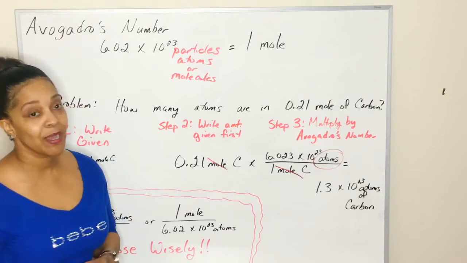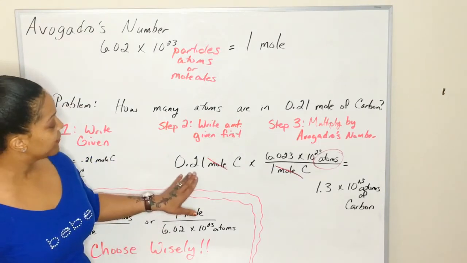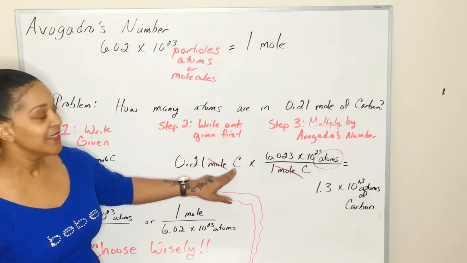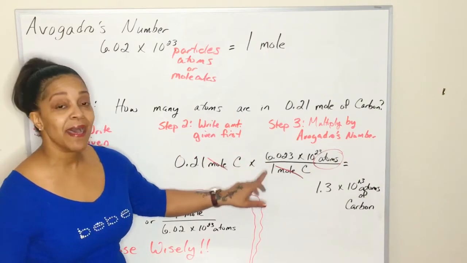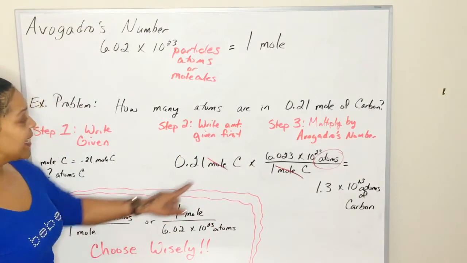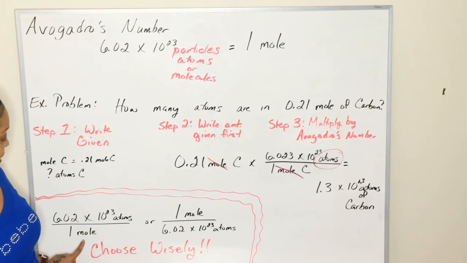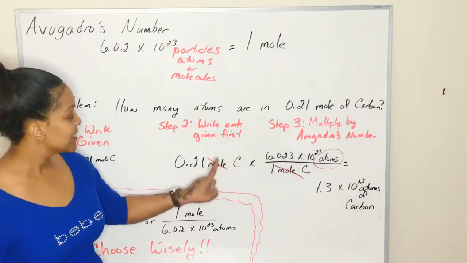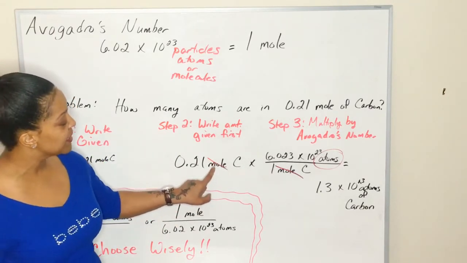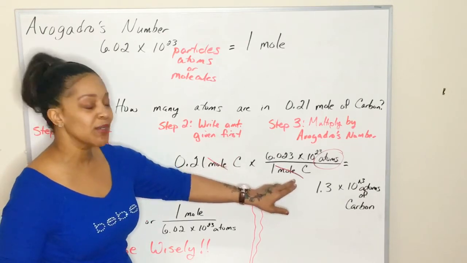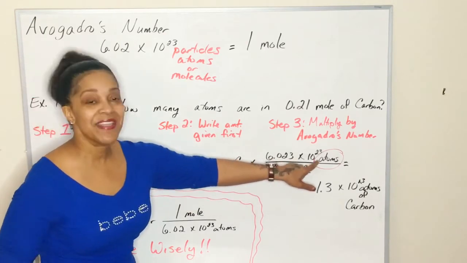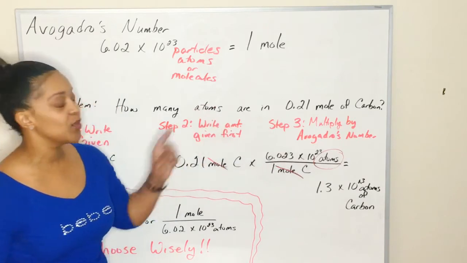So when solving the problem for step 2, we write our given, 0.21 moles of carbon. Step 3, we simply multiply it by this conversion factor here. And for this problem, I chose this one with the moles on the bottom because I started with the moles, and I need my moles in the numerator to cancel out with the moles in the denominator so that I'm left with the atoms that I need to answer the question.